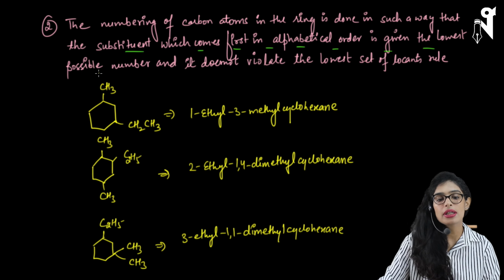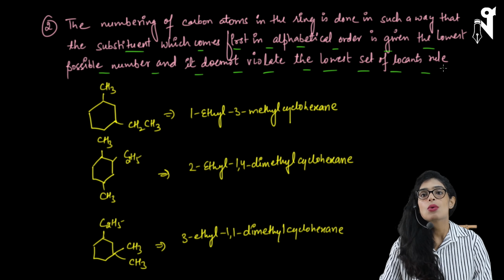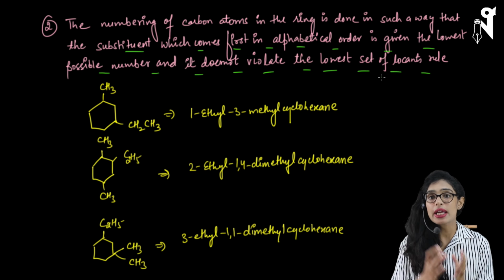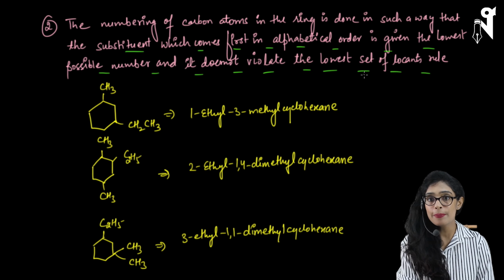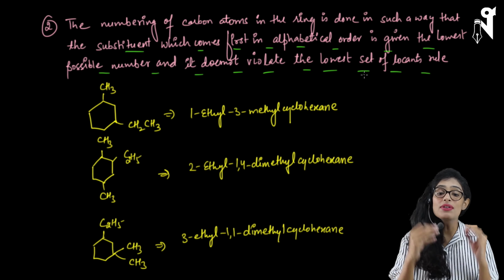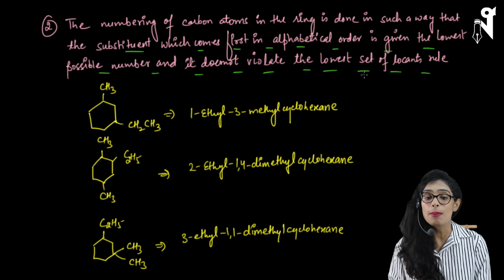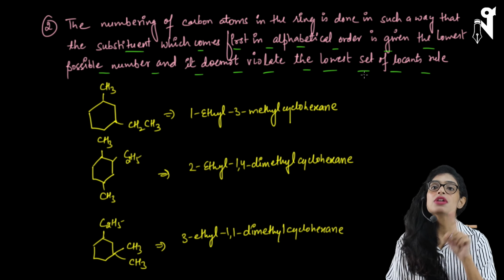It does not violate the lowest set of locants rule. So basically what we are trying to say is, if I have a cyclic ring and multiple open chain structures present over there, then how to decide the numbering? We will always try to give the lowest possible number to the substituent which is alphabetically first in the order.